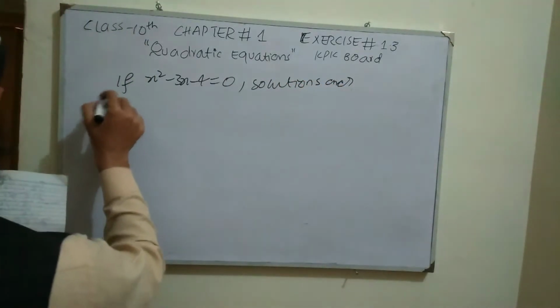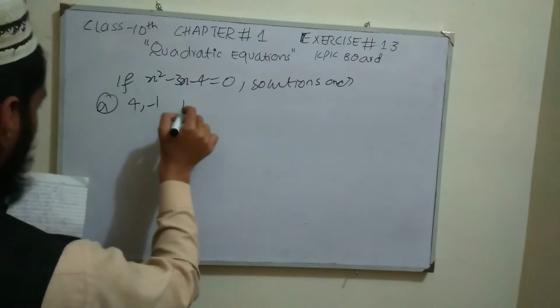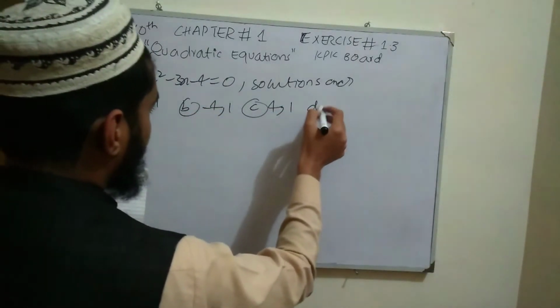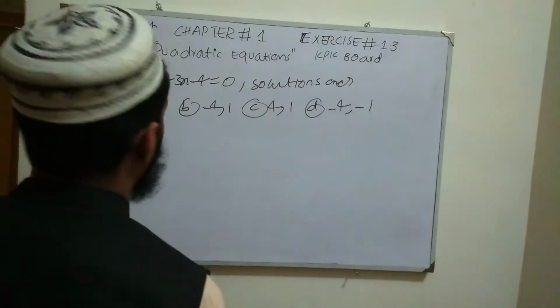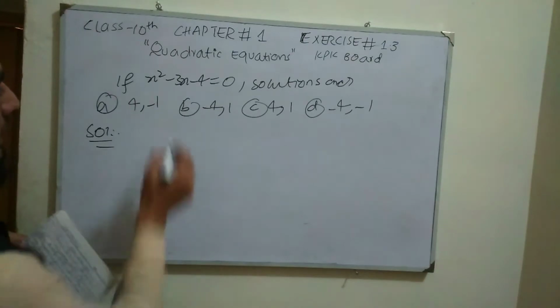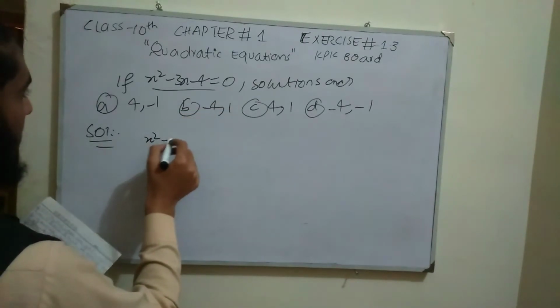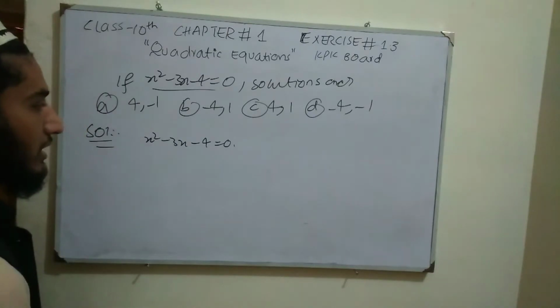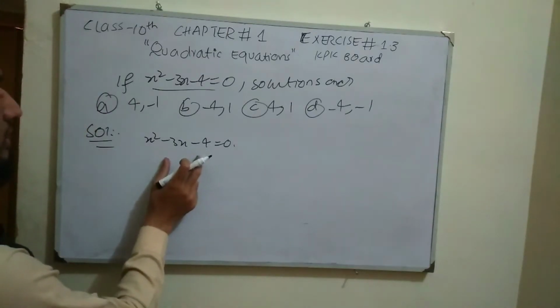Option A is 4, minus 1; B is minus 4, 1; C is 4, 1; and the last option is negative 4 and negative 1. Solution. Taking the given quadratic equation, x square minus 3x minus 4 is equal to 0. By factorization method, we can solve this quadratic equation easily.